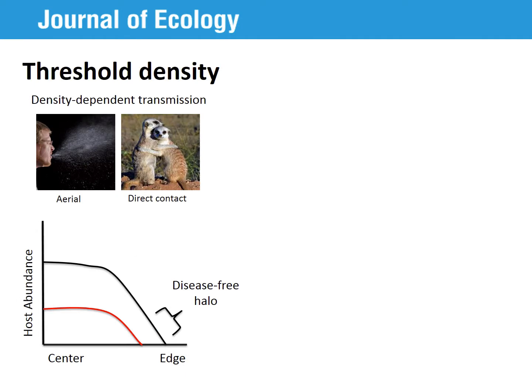An important concept in disease ecology is threshold density, the minimum host density required to sustain an epidemic. This is a common feature of diseases with density-dependent or mass action transmission. Diseases with threshold densities will not be able to persist in low-density populations near the range edge, resulting in a disease-free halo at the distributional limits of a host species.